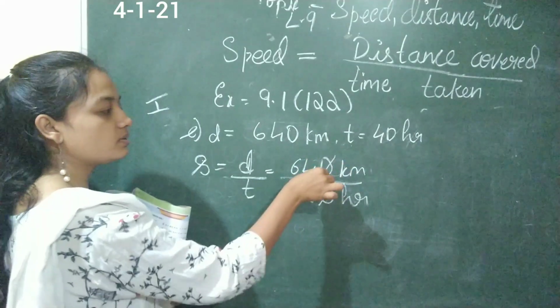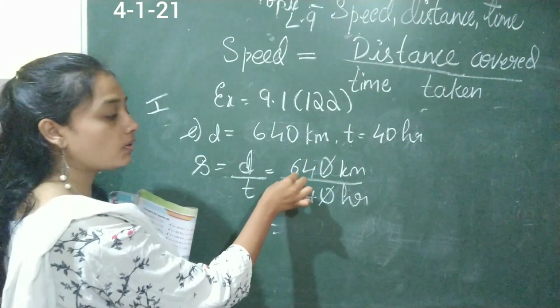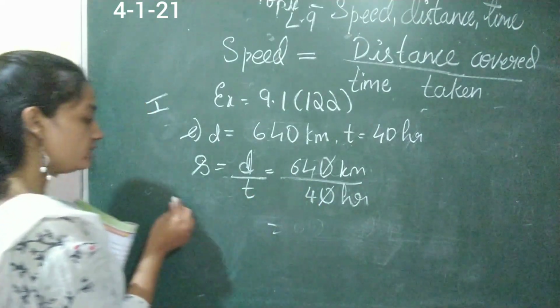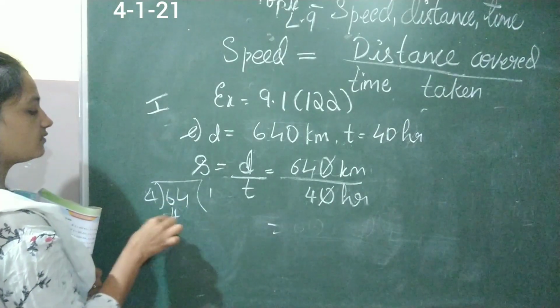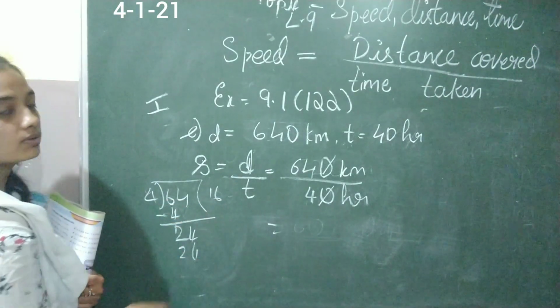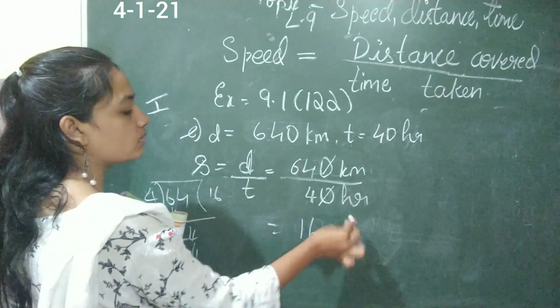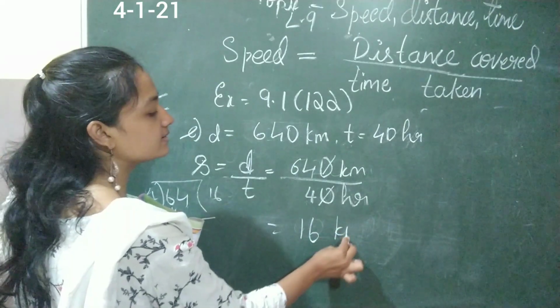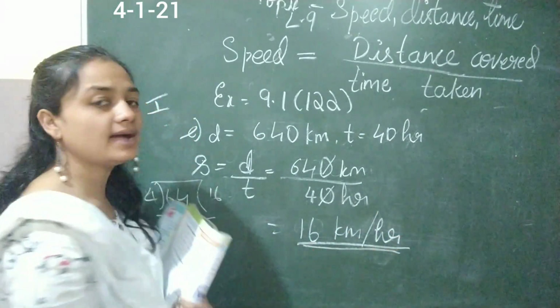So 0 and 0 get cancelled. And 4, how many times is 64? If you divide it in this way, 4 ones are 4, 4 sixes are 24. So it will be 16. And what is the unit for speed here? It is kilometer per hour. This is the answer.